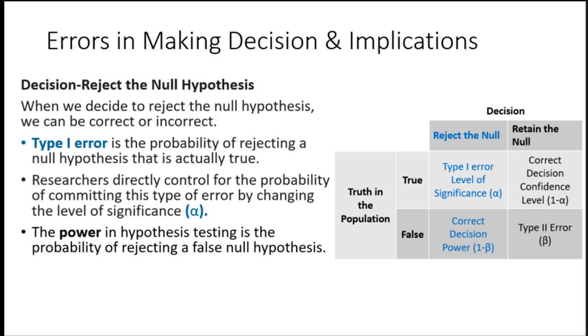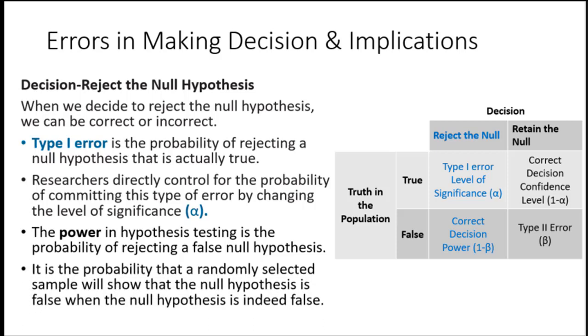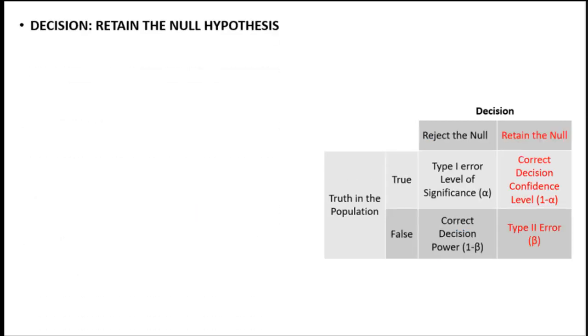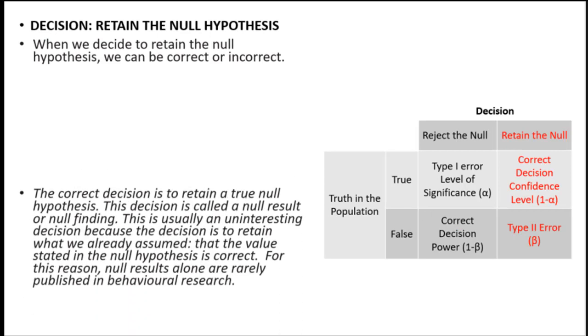The power in hypothesis testing is the probability of rejecting a false null hypothesis. It is the probability that a randomly selected sample will show that the null hypothesis is false when the null hypothesis is indeed false. When we decide to retain the null hypothesis, we can be correct or incorrect.